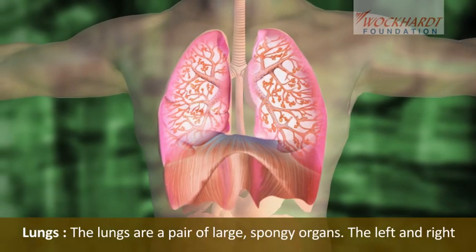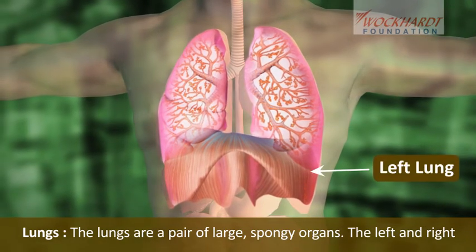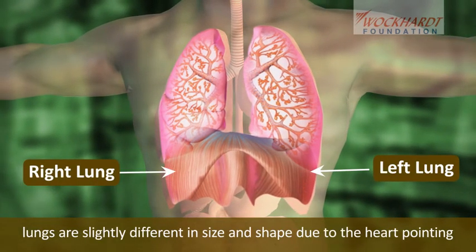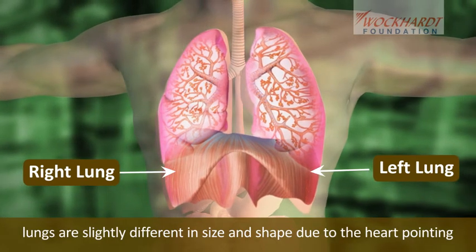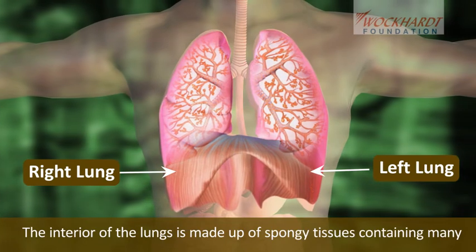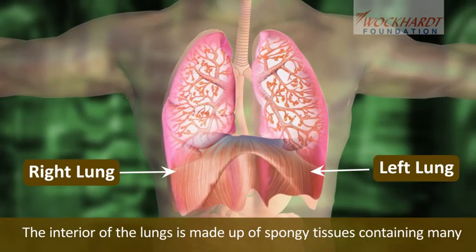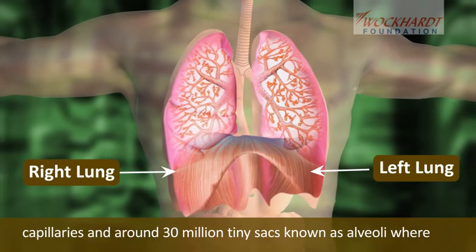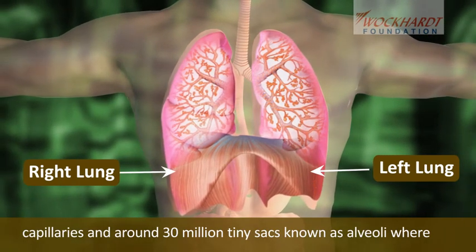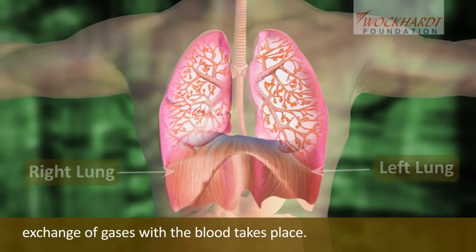Lungs. The lungs are a pair of large, spongy organs. The left and right lungs are slightly different in size and shape due to the heart pointing to the left side of the body. The interior of the lungs is made up of spongy tissues containing many capillaries and around 30 million tiny sacs known as alveoli, where exchange of gases with the blood takes place.